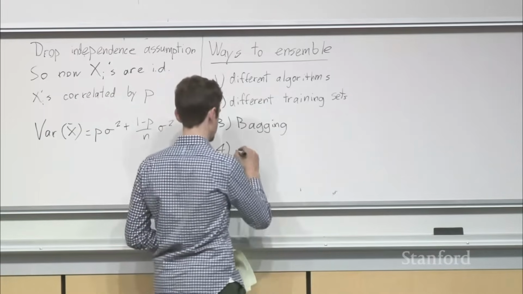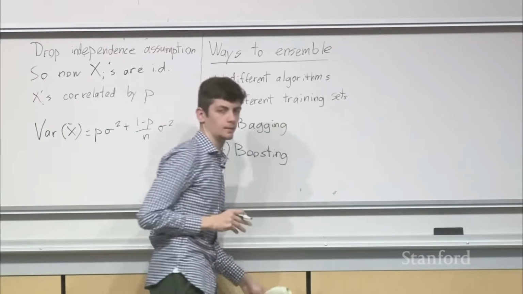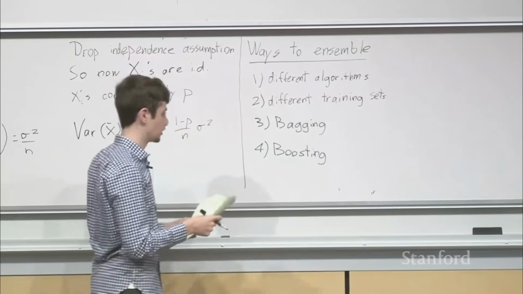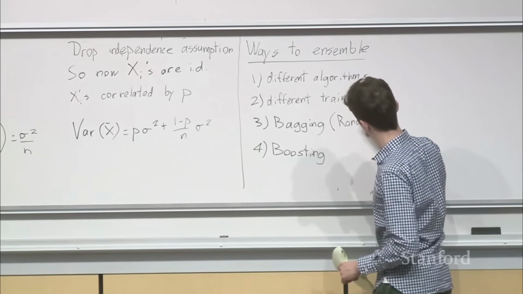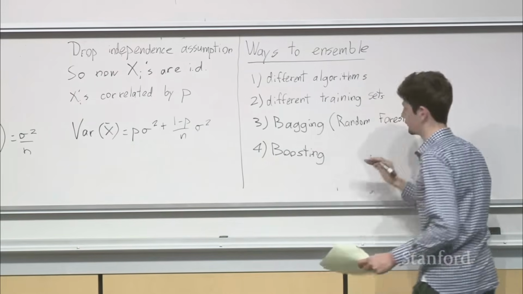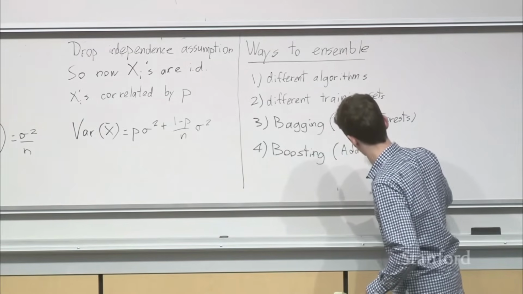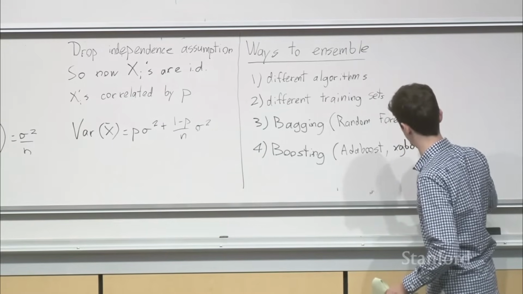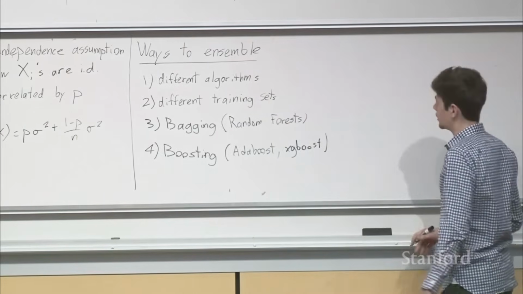And then you also have boosting. Just so that you guys will have a little bit of context, we're going to be using decision trees to talk a lot about these models. And so bagging, you might have heard of random forest. That's a variant of bagging for decision trees. And then for boosting, you might have heard of things like AdaBoost or XGBoost, which are variants of boosting for decision trees.